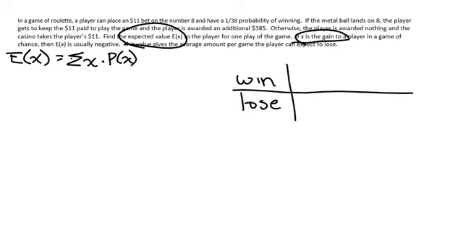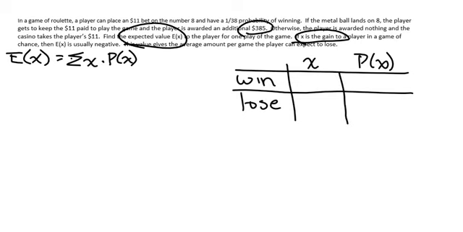Now, x is going to be the gain. So we have two scenarios. We have either the possibility of the player winning or the player losing. We have the gain, and we also have the probability of that gain. Now, if a player wins, they gain $385. If they lose, they lose $11. So to mark that as a gain, we would mark it as a negative number, negative 11.